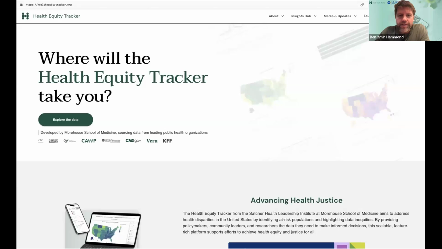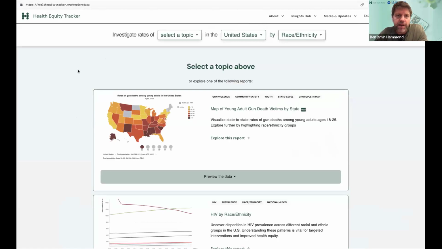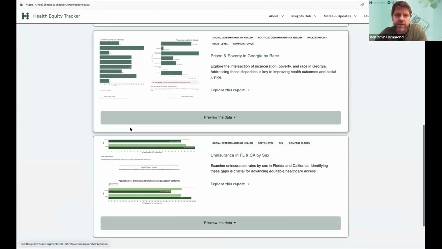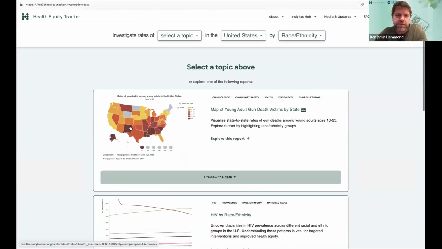So here we are. This is the Health Equity Tracker, healthequitytracker.org. The data is really where we go. There's some other information on the first screen, including a blog with recent news about health equity topics. We're just going to dive right into the data. We present it so users can have a quick click if they want to see some interesting visualizations.